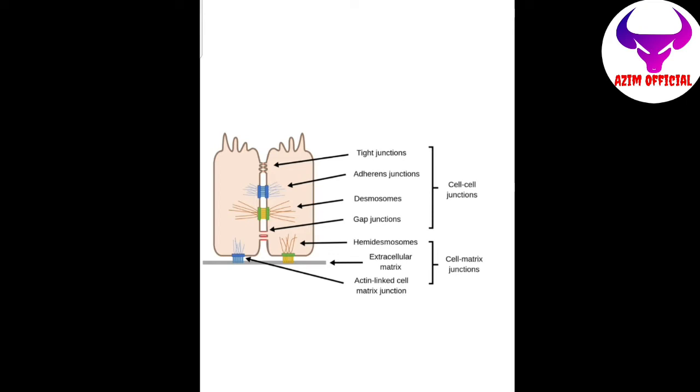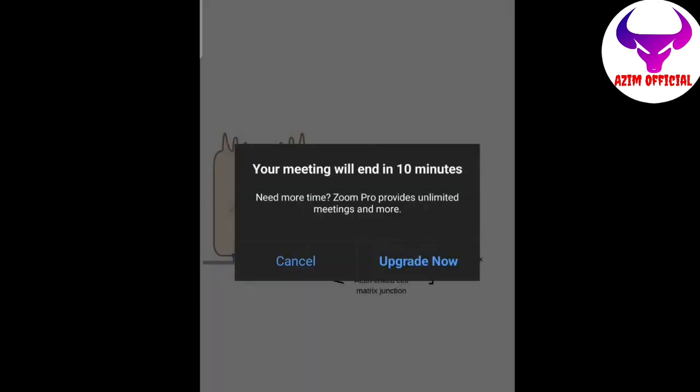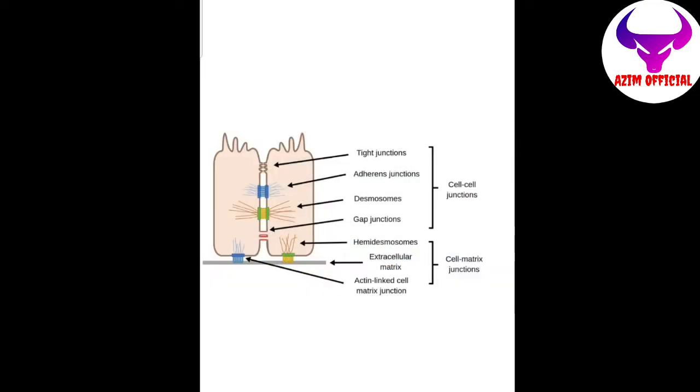The diameter of the channel is normally about 2 nanometers, which permits the passage of ions, sugars, amino acids. Remember what they permit? The gap junction permits the passage of ions, sugars, amino acids, and other solutes with molecular weights up to about 1000.